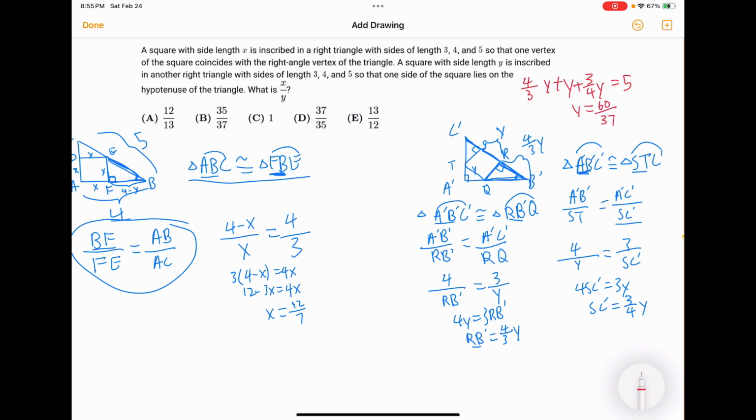Okay, so now we have solved for both x and y. And so it's just asking what is x over y. So it would be 12 over 7, you divide that by 60 over 37, so it's technically just multiplying by the reciprocal of it. And it would give us the answer of 37 over 35. So D.